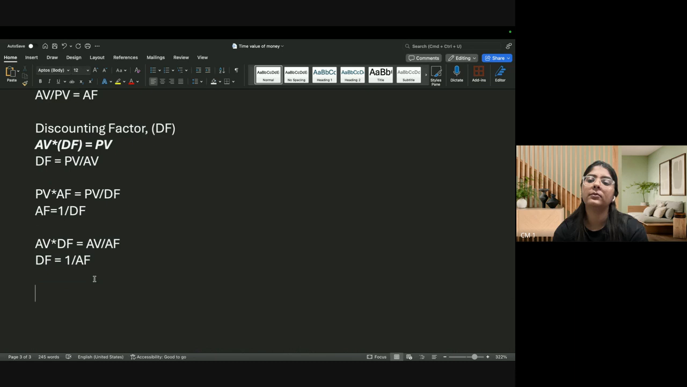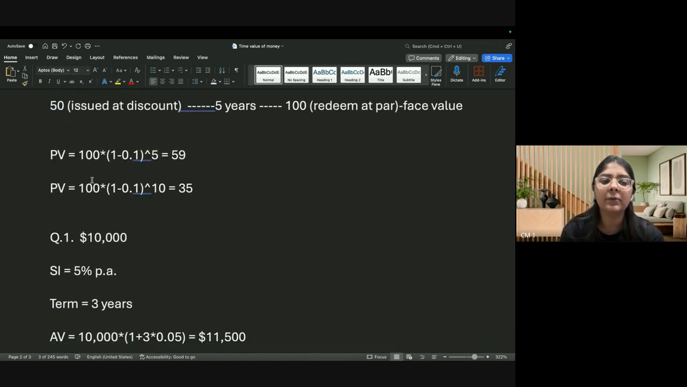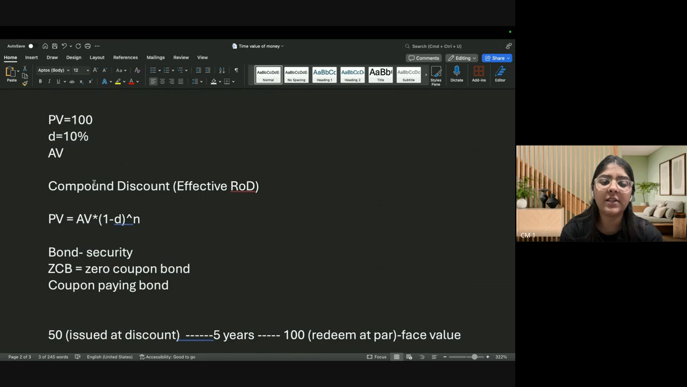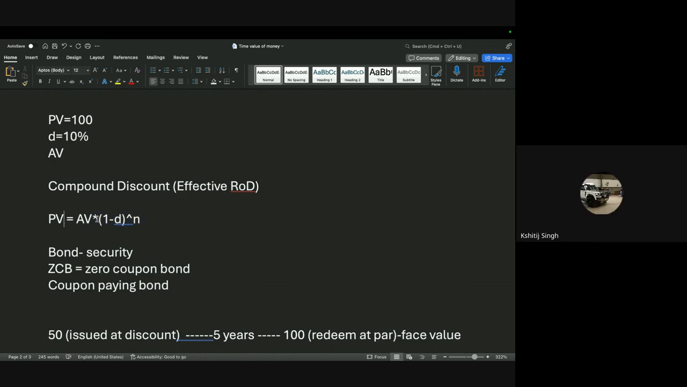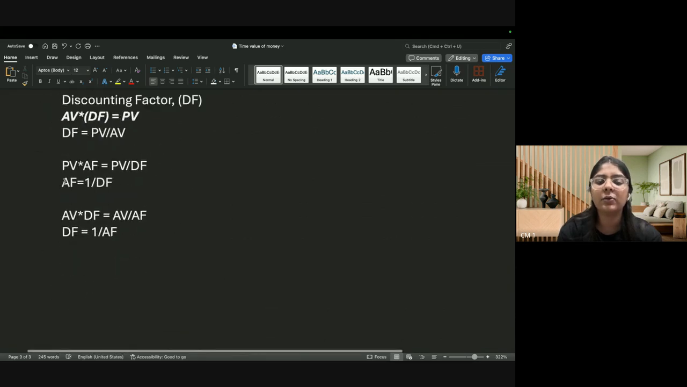Understanding? We have already discussed this when we were discussing that if you have to calculate the accumulated value using a rate of discount, what you will do? You will divide this entire thing by PV. We have already done this here. Same thing, we are just learning by way of notations. So AF and DF are reciprocal of each other.